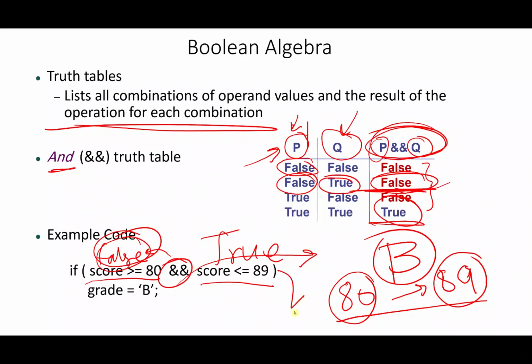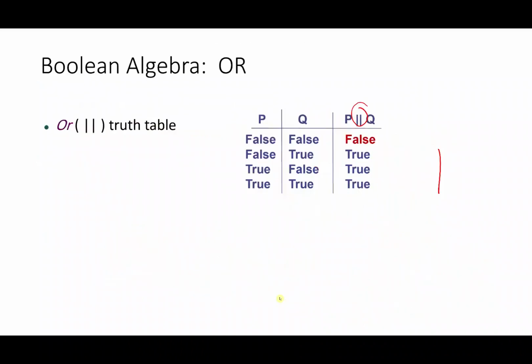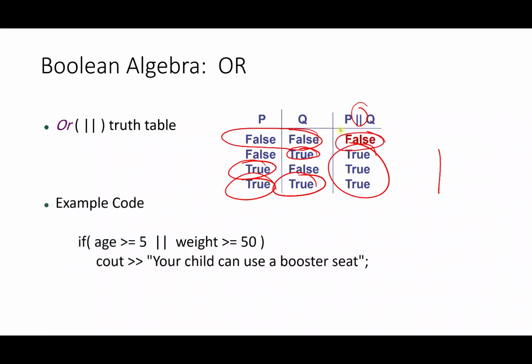So I would skip. This is how it's being done. Same thing with the OR. With the OR, you need at least one true to get a true. Or in other words, you need all of the Boolean expressions to be false to get a false. So, for example, I have if age greater than or equal 5 or the weight is greater than or equal 50, I say the child needs or can use a booster seat.